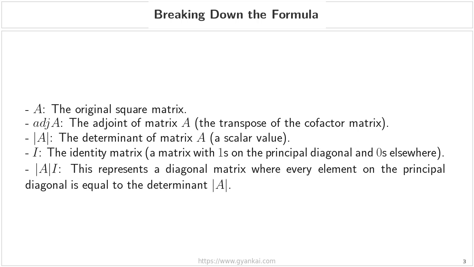Finally, let's look at the term on the right side of our equation, the determinant of A multiplied by the identity matrix. When we multiply a scalar by the identity matrix, we get a diagonal matrix. In this specific case, every element on that main diagonal will be equal to the determinant of A, while all other elements remain 0. Understanding these individual parts is crucial before we move on to the conceptual explanation of why this mathematical relationship actually works.